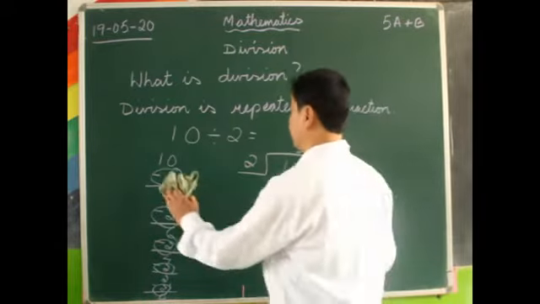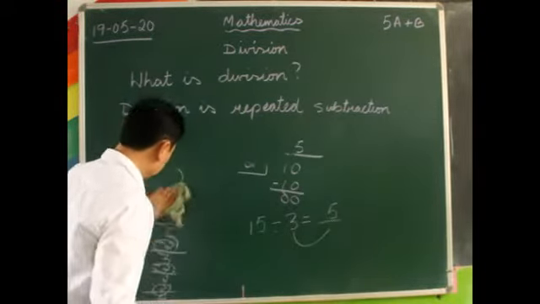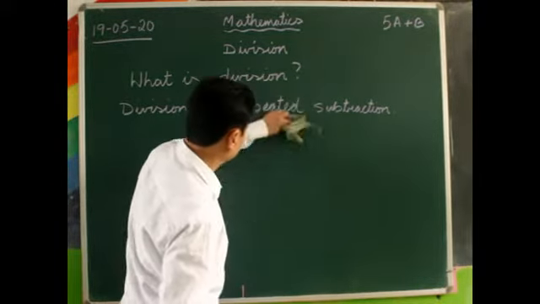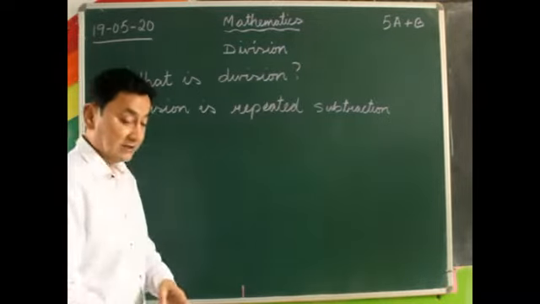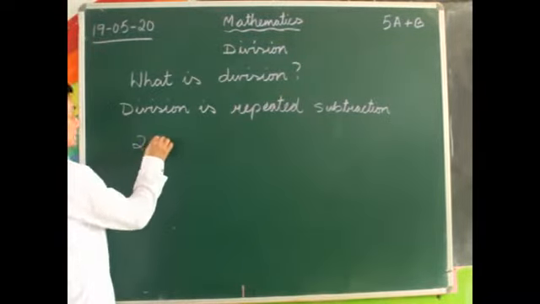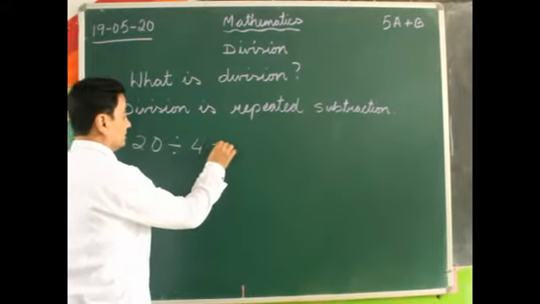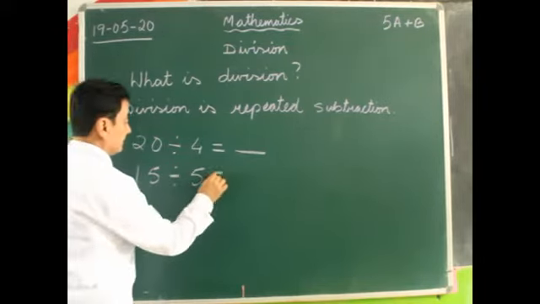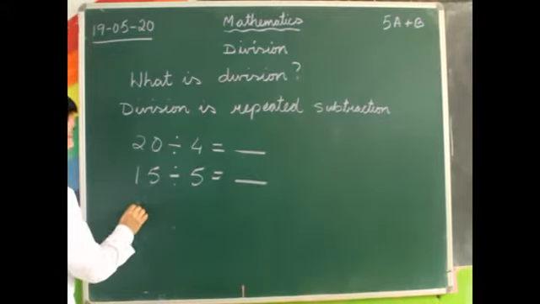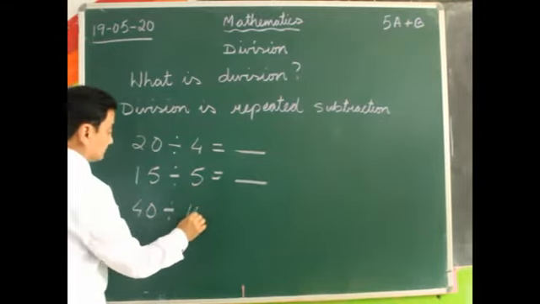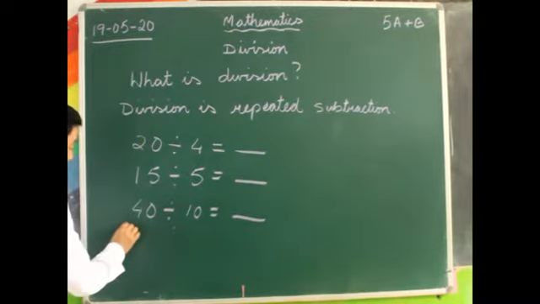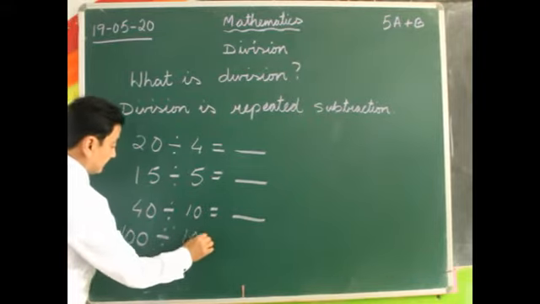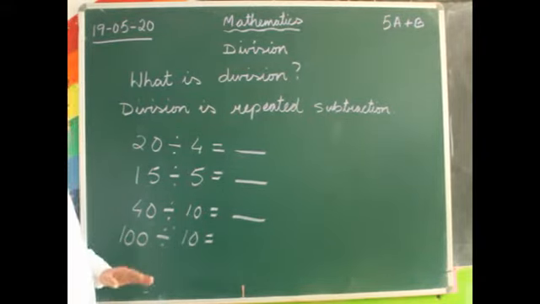Let's do some sums. So basically, I've described what is division. We have learned that division is repeated subtraction, and it is a faster way of doing calculations. Let me write some quick sums. Okay, 100 divided by 10. Are you ready? Okay, let's start.